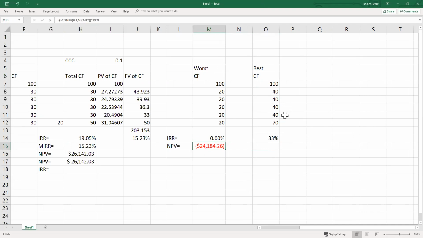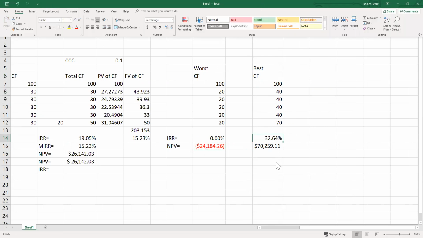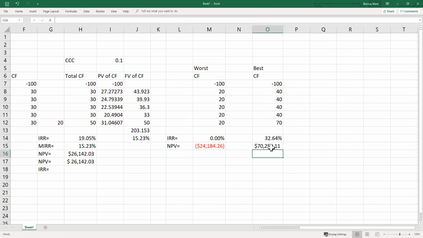And then I think we can just copy that over here. And a positive 70,259 would be the best case scenario. Let's give this a little more detail. So it's really 32.64. Okay, so positive 70,000 or negative 24,000. Okay, so that is part C.